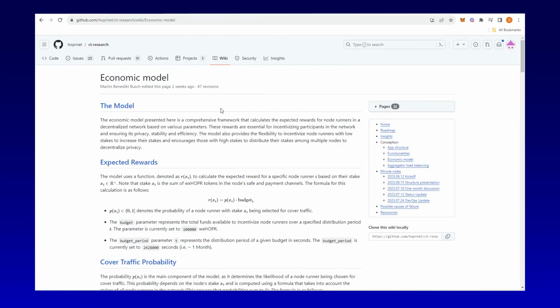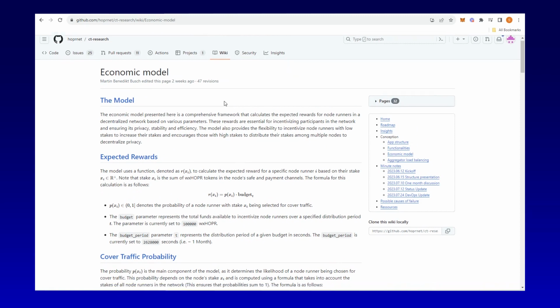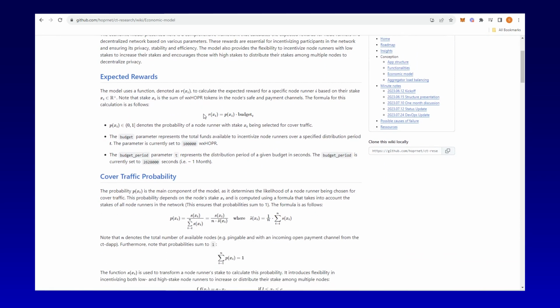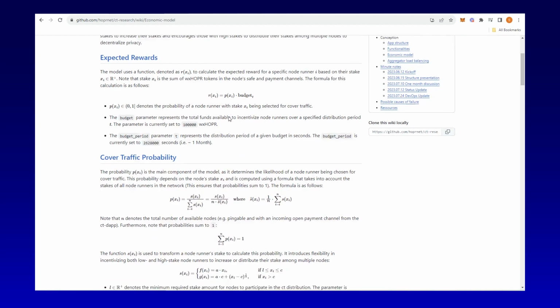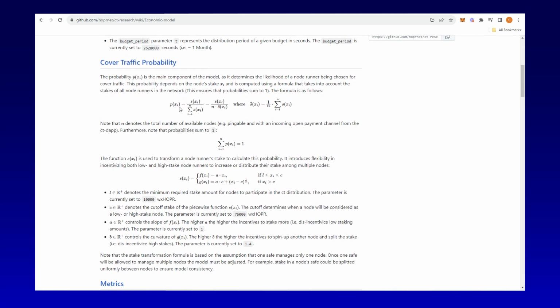This is a walkthrough of the cover traffic economic model and explains how your rewards are calculated. Your expected rewards are simply the probability of you earning cover traffic rewards multiplied by the budget for that time period. So you want to maximize your probability of earning cover traffic rewards, and let's look at the model and see how you can do that.